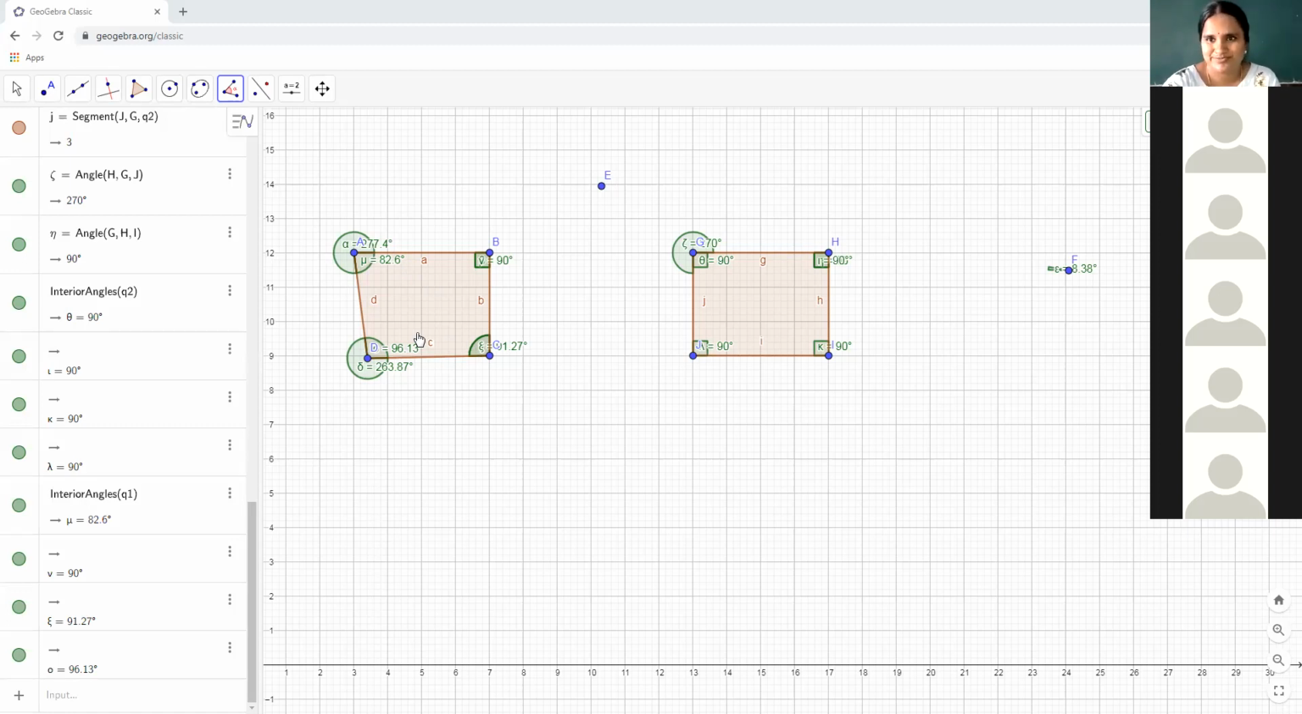You can cross check and tell me what value you get. Is it more than 360, or less than 360, or exactly 360, or nearby? I think you are able to see the angles. The angles are 90, 91.27, 96.13 and 82.6. Approximately you will be reaching 360 degrees.